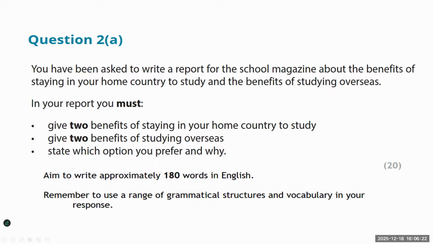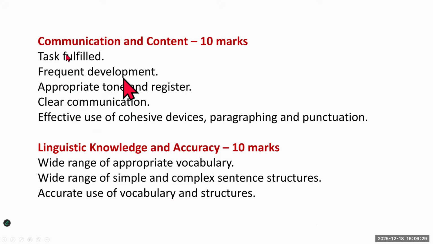Let's look at the mark scheme before we start writing. So for communication and content, you have 10 marks. For linguistic knowledge and accuracy, there's another 10 marks. So for content, you must fulfill the task. So that means to give the examiner what they've asked for in the 3 bullet points. There should be frequent development, not just giving the points, but also developing them. I will show you what I mean later.